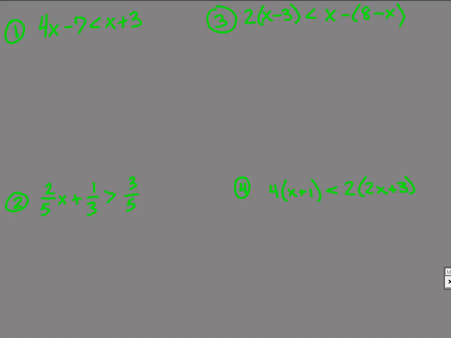Here's 4 more examples with a little bit of extra math involved. In this first one, I'm going to have to move both an x and a number. I like moving the x's first, and you'll see why in a second. If I subtract x from both sides, it gives me 3x minus 7 is bigger than 3. Now I can add 10 to both sides. 3x is bigger than 10. Divide both sides by 3. X is bigger than, or I'm sorry, less than 10 divided by 3.